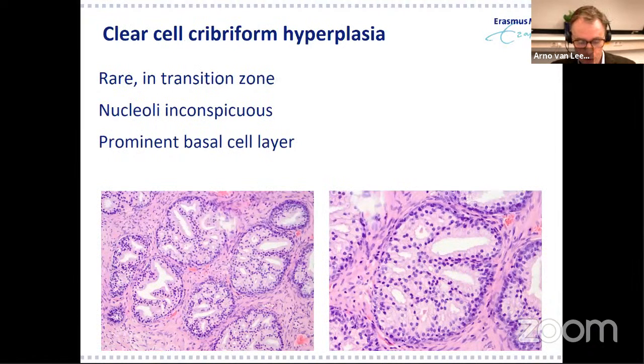Finally, clear cell cribriform hyperplasia is a benign lesion which by definition has a cribriform architecture. Clear cell cribriform hyperplasia is rare and found in the transitional zone. In contrast to cribriform intraductal carcinoma, it lacks nuclear atypia and has a prominent basal cell layer, which can be recognized already at low magnification, such as in this case.